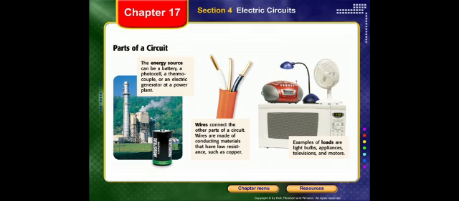Let's start our lesson by studying the parts of the electrical circuit. There are three parts of the electrical circuit. The first part is the energy source. An energy source can be a battery, thermocouple, photocell, or an electrical generator that is found in the power plant.